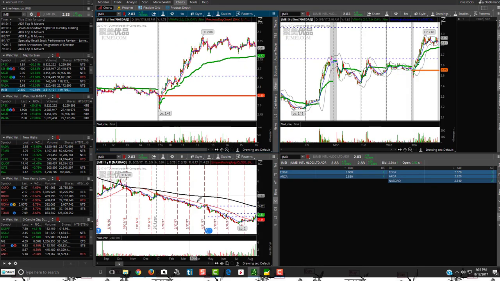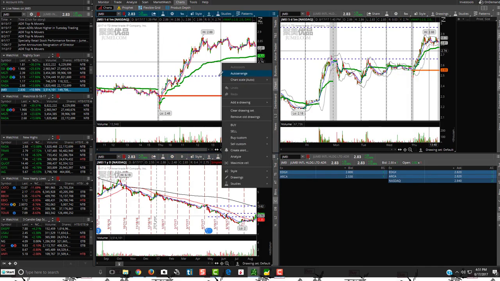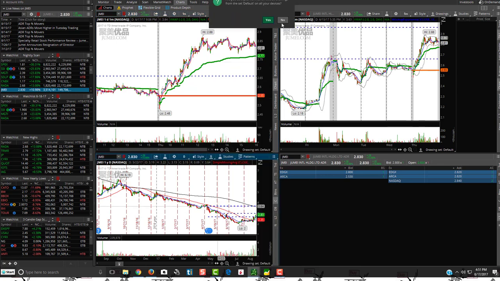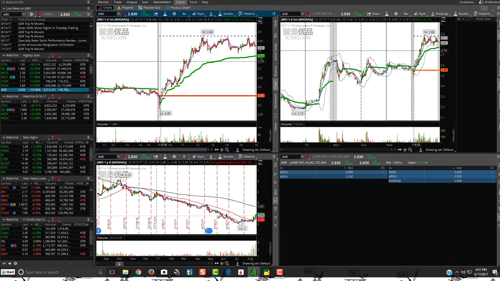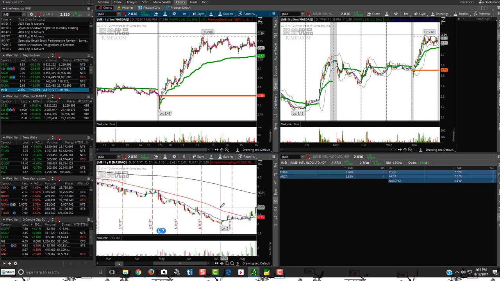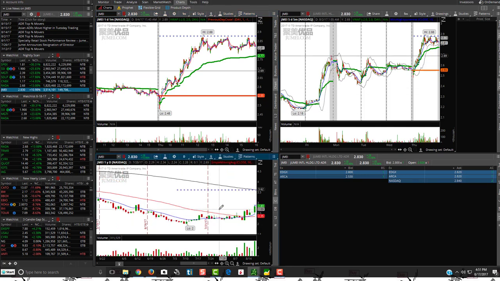JMEI. So you want to see here. So see if it can break the high of the candle here, 2.88. You know, might have a chance to run if it can go up above there. Support right around the 2.50 range. Pretty much look at that 13 EMA, or right around here too, you know, in the 2.50s. So I will put JMEI on the watch list.